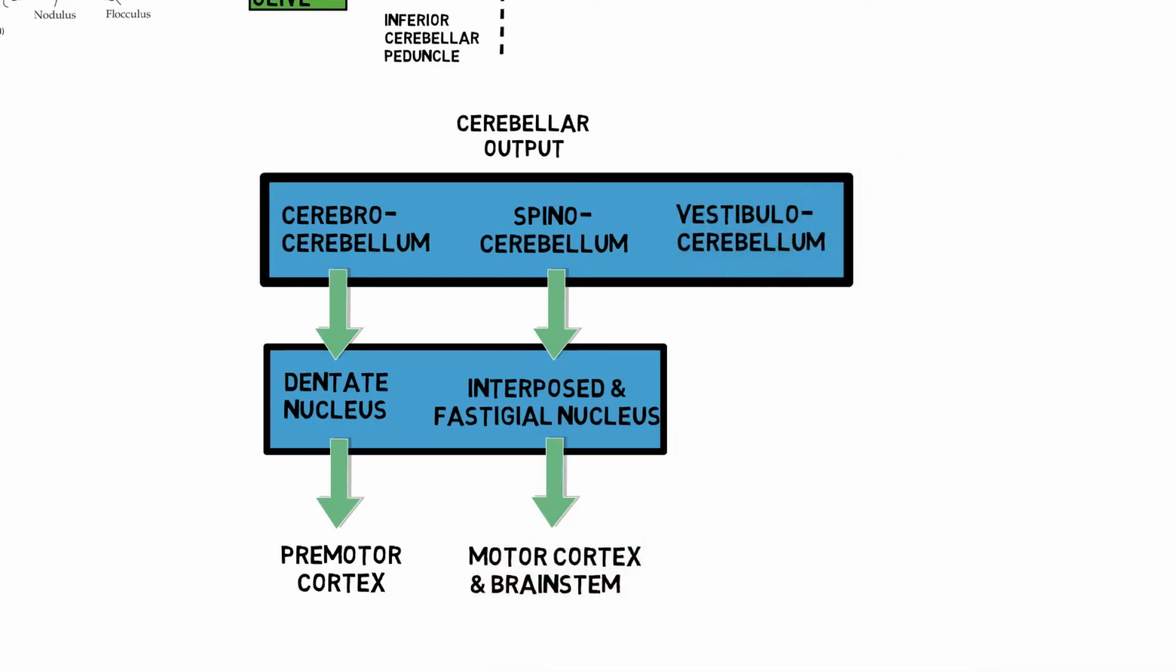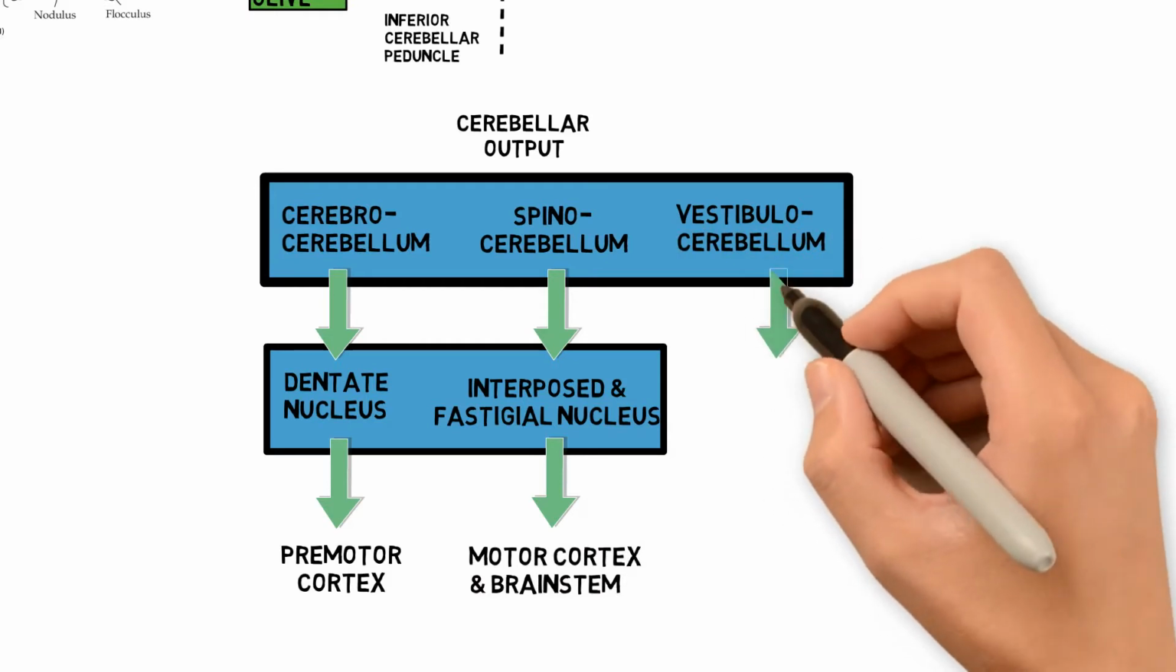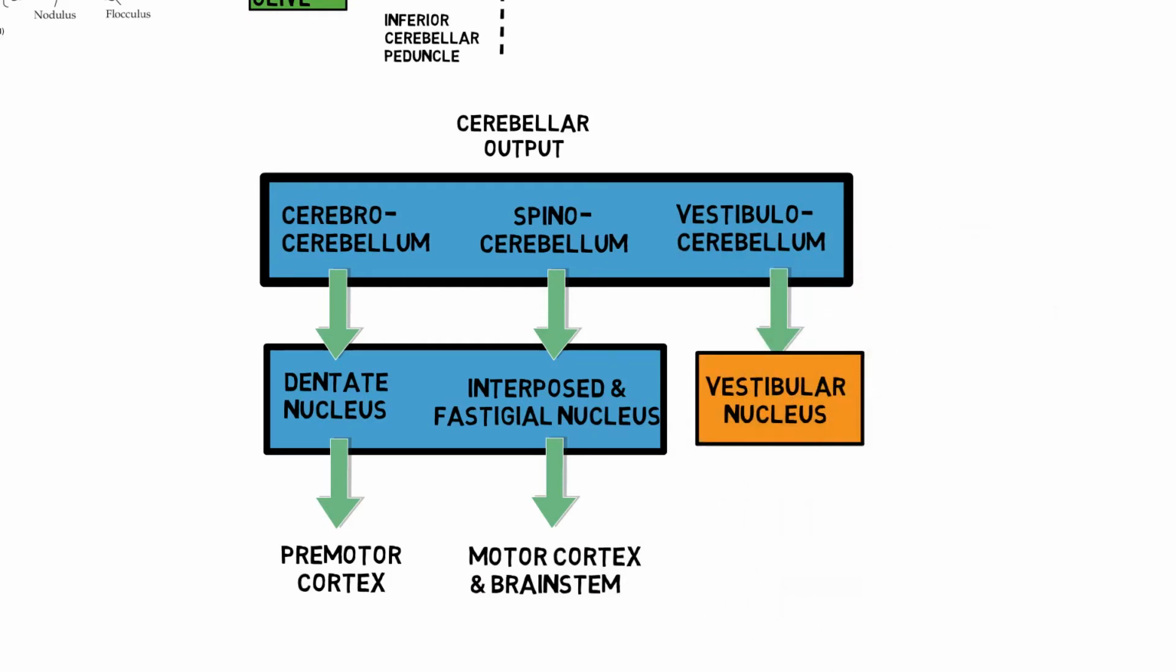Thirdly, the vestibulocerebellum projects to the vestibular nuclei and then downward to the lower motor neurons of the spinal cord and the brainstem. The dentate nucleus, the fastigial and the interposed nuclei, and the vestibular nuclei lie deep in the cerebellum and are known as the deep cerebellar nuclei.